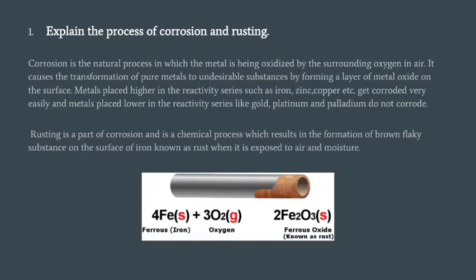Now rusting is an example of corrosion in which a brown flaky substance forms on the surface of iron when it comes in contact with air and moisture. When it reacts with oxygen, this brown flaky substance, which is known as rust, gets formed, which has the formula Fe2O3.